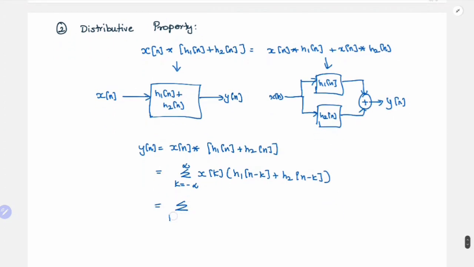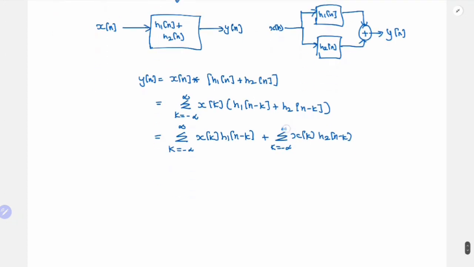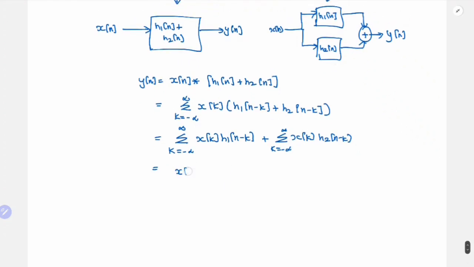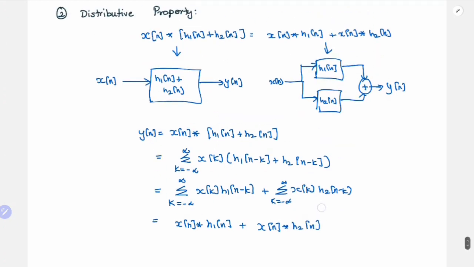And this is going to give me summation k equal to minus infinity to infinity x of k h1 of n minus k plus summation k equal to minus infinity to infinity x of k into h2 of n minus k. So I'm just taking the multiplication inside and then separating the summations. So this is nothing but your x of n convolved with h1 of n plus x of n convolved with h2 of n. So this is the distributive property.